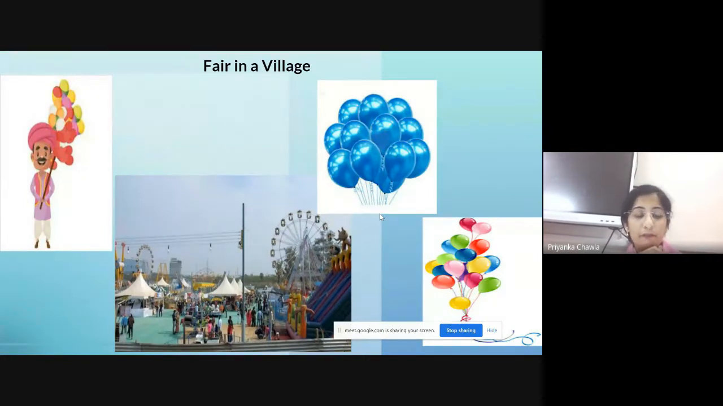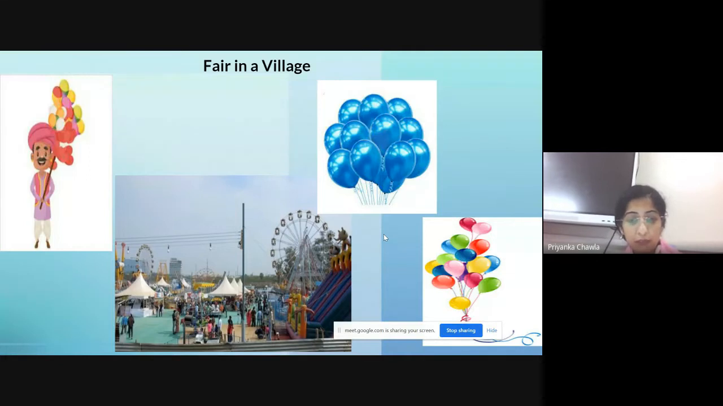So there was a fair in a village and two sellers were passing by. One seller had balloons of a similar color, blue, and another seller had balloons of different colors. Both were selling balloons, but in a traditional way. We can say they were shouting, take it from me, it costs rupees 5, take it from me, it costs rupees 5. They both were selling their simple balloons in a traditional way.